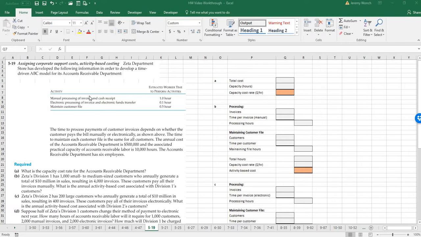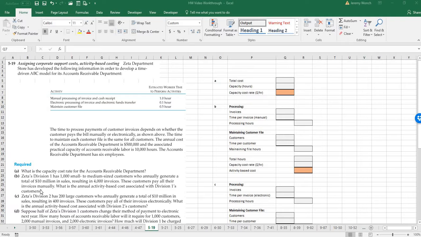So what we're going to do here is look at the department and identify the activities that they do that cause them to put in time. In this situation we have 3 activities: manual processing of invoices, electronic processing of invoices, and maintaining the customer file. The department has a total of $500,000 in cost, and they put in about 10,000 hours. They have 6 employees that do that.